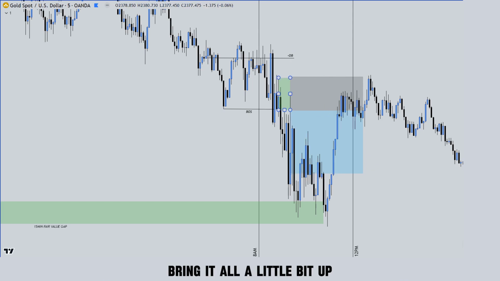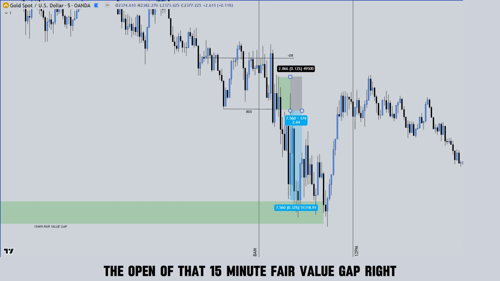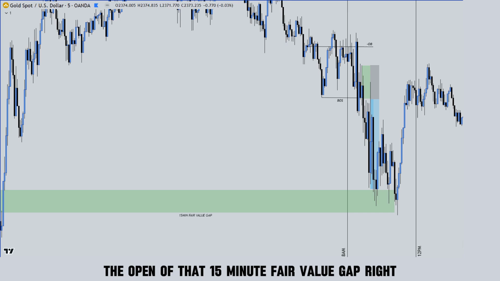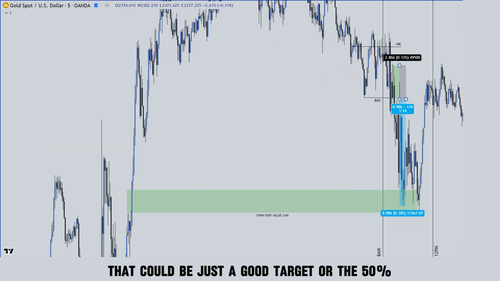So we could have taken a trade right here during our session time, stop loss at the high, right? Bring it all a little bit up. Stop loss at the high, and where we're targeting, right? We're just going to be targeting the open of that 15 minute fair value gap, right? Or the close of it too. That could be just a good target, or the 50%.